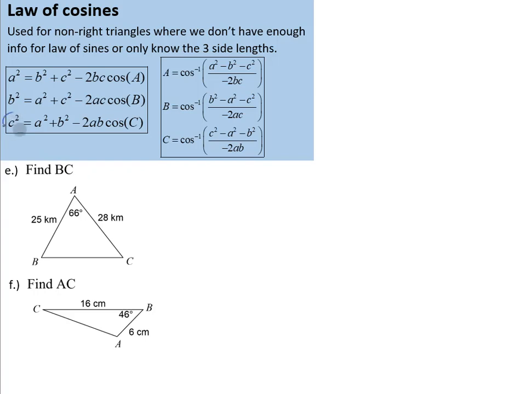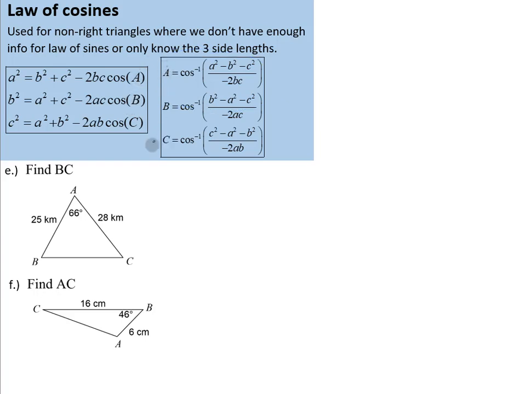When you're solving for a length like c, and this formula equals c squared, you will need to do the square root of each of these. And since c is a length, we only want the positive case, so you don't need to do plus or minus. These are just if you're solving for an angle.